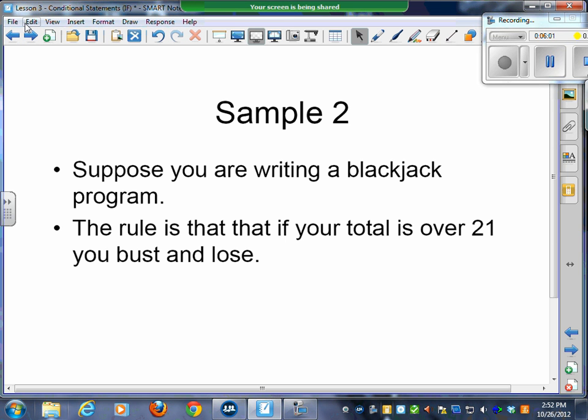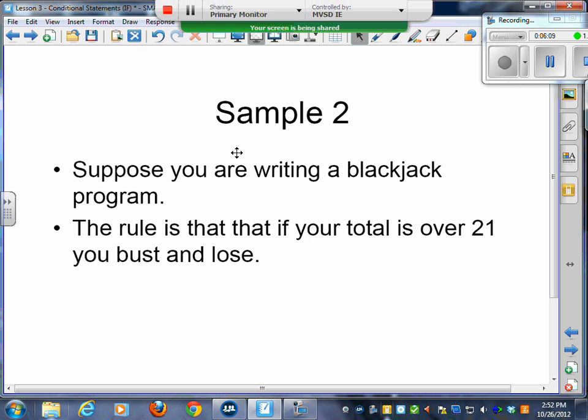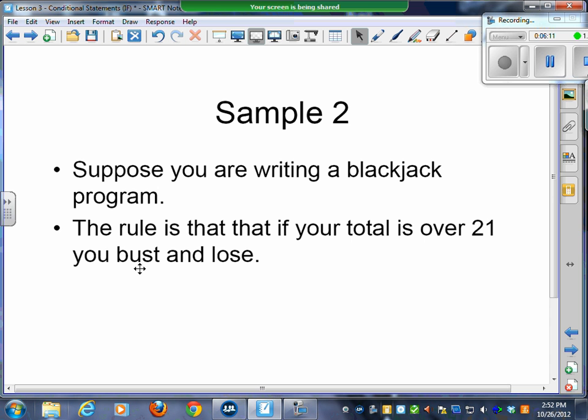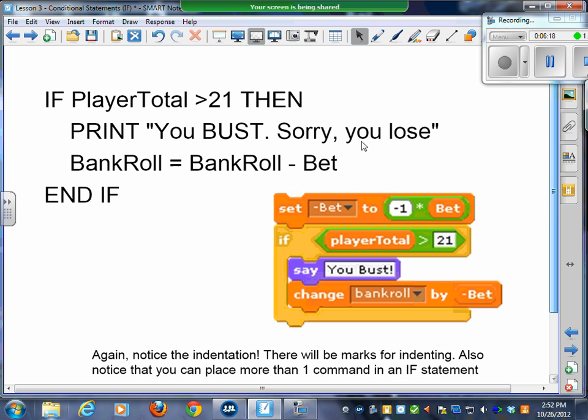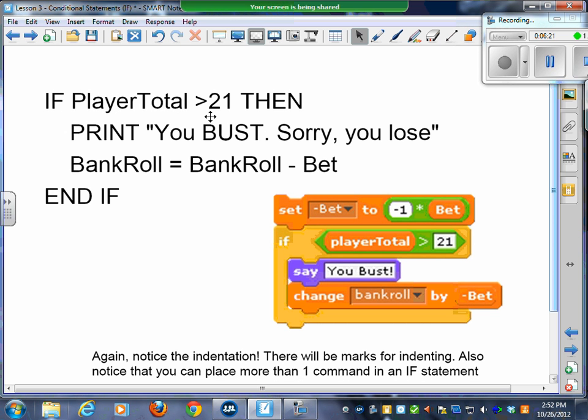Okay? So suppose you're writing a blackjack program, which you will be doing in the near future. You're going to be writing a game called blackjack. Of course, that's 21. The rule is that if your total is over 21, you bust and you lose, right? So it would probably look something like this. If player total is greater than 21, then print you bust, sorry you lose, bankroll equals bankroll minus bet, and end if. Notice that you can have more than one statement inside an if. You can have multiple statements inside an if. In fact, you can also have another if inside an if, a nested if.